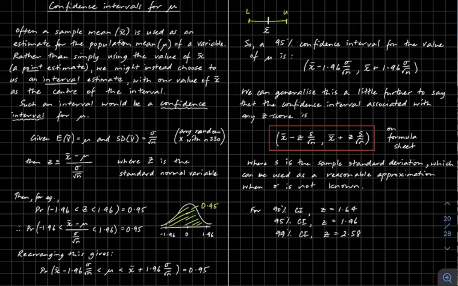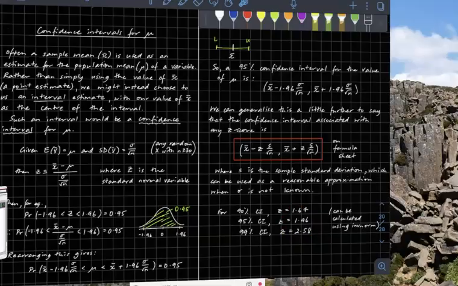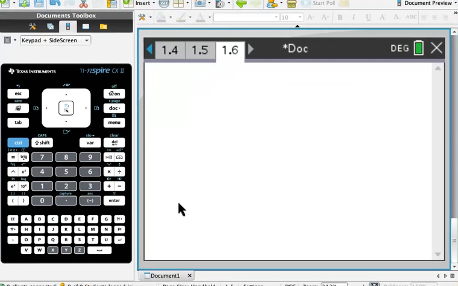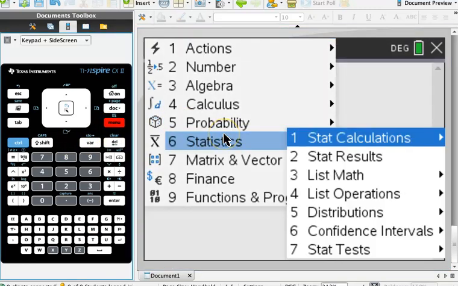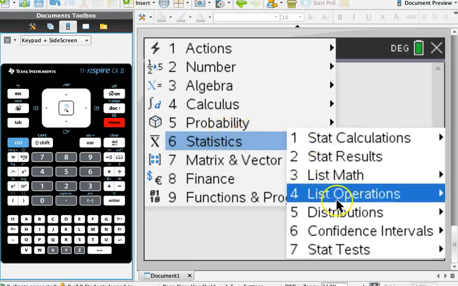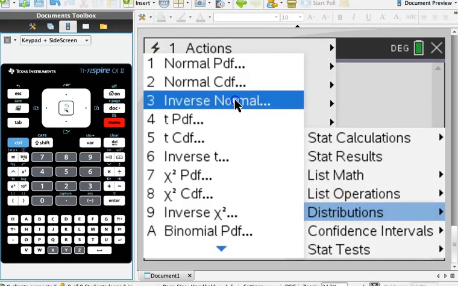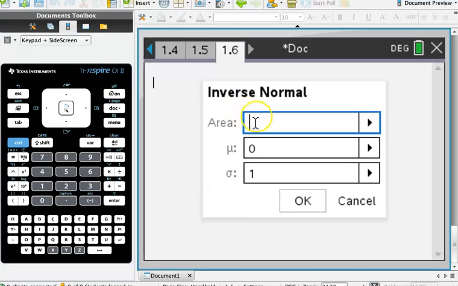Here's some common ones. So for a 90% confidence interval, Z is 1.64. Now these aren't on your formula sheet, so you can either learn them or you can calculate them using inverse norm. I'm not sure if you remember how to do that. If we go through the menu: Stat, Distributions, Inverse Normal. And so the first thing we want is an area.